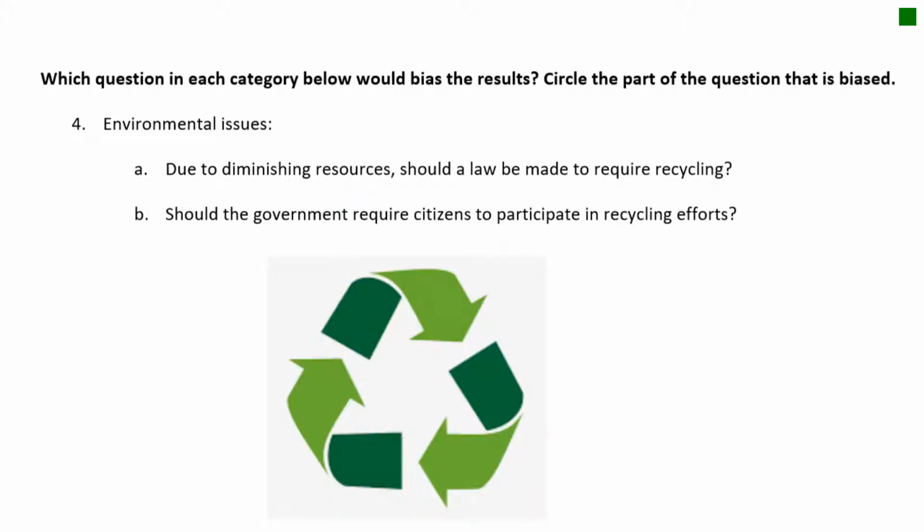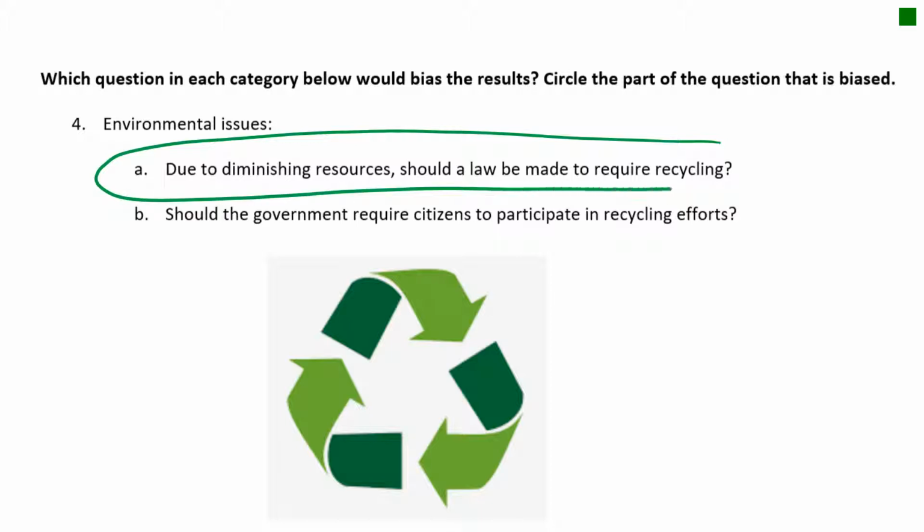So which question in each category below would bias the results? So environmental issues, we're going to ask about environmental issues. If I say, due to diminishing resources, should a law be made to require recycling? Am I sort of pushing you towards the result that I want? Or, should the government require citizens to participate in recycling efforts? Do you see how in the first one I'm pushing you, due to diminishing resources. Oh my gosh, our earth is dying. We need to recycle. Versus, yes or no, do you think we should? I give you a little bit of my opinion in it. That's called bias.